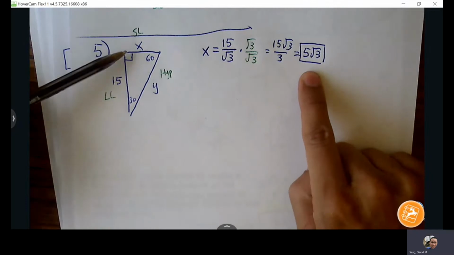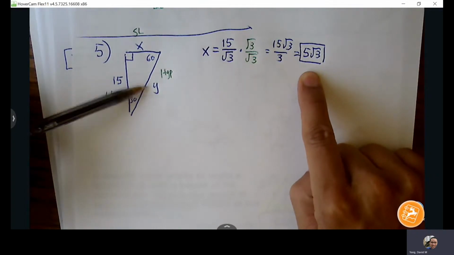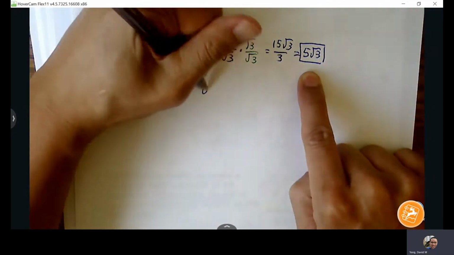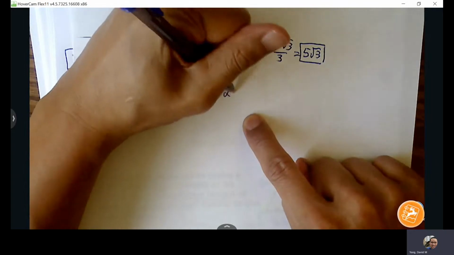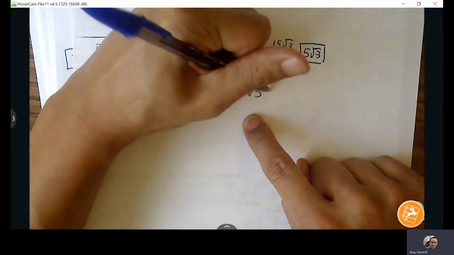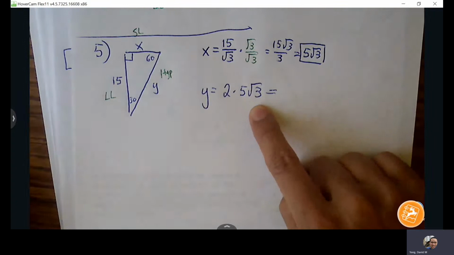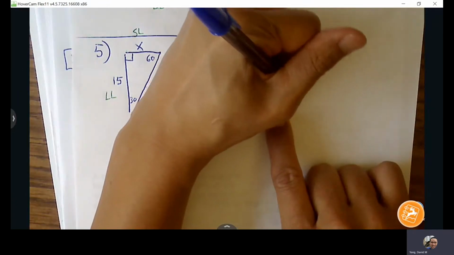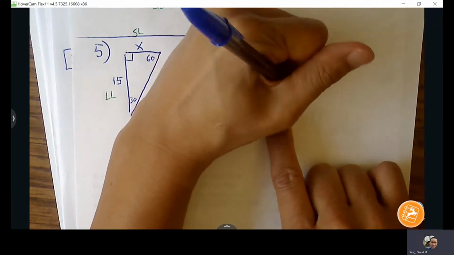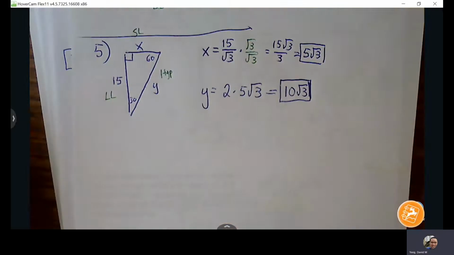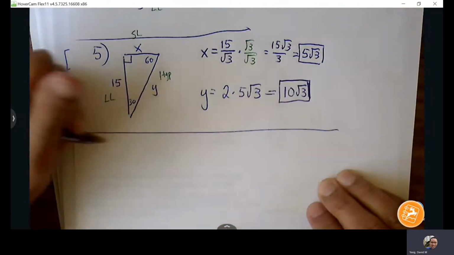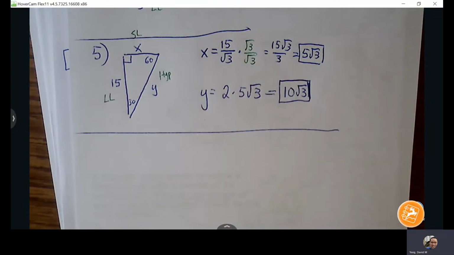Okay, so now that I have the short leg, how can I get to the hypotenuse? Multiply by 2, yeah. 2 times 5√3 gives me 10√3. Okay, number 6.